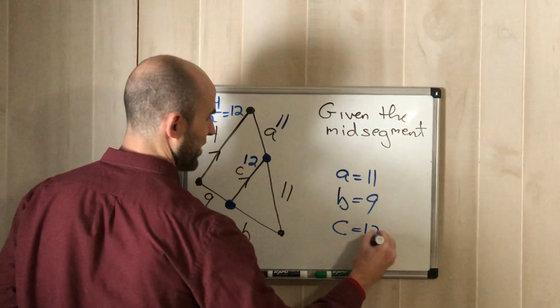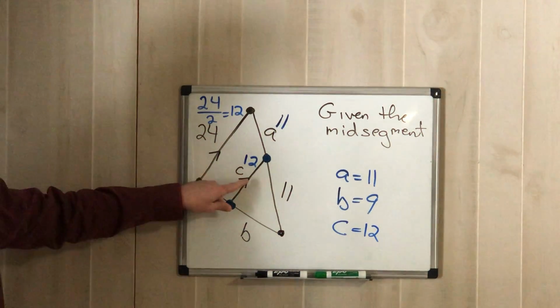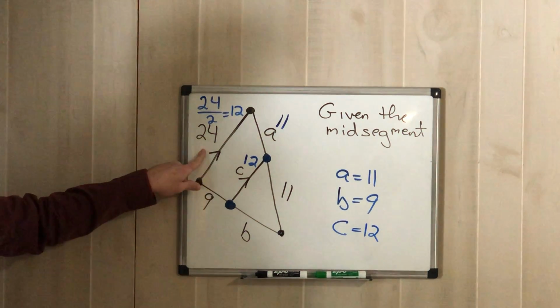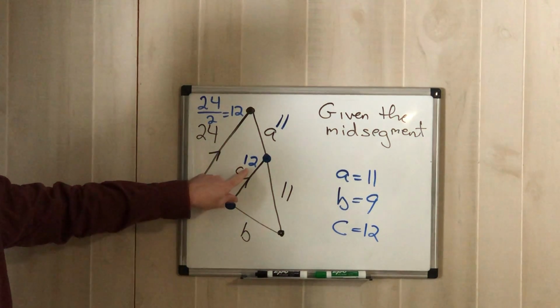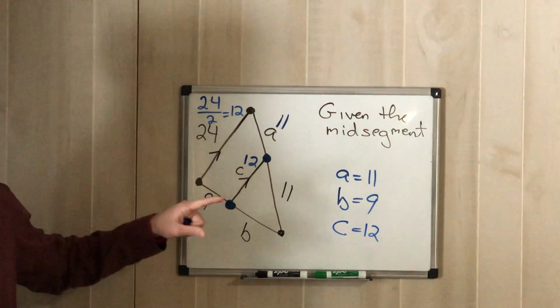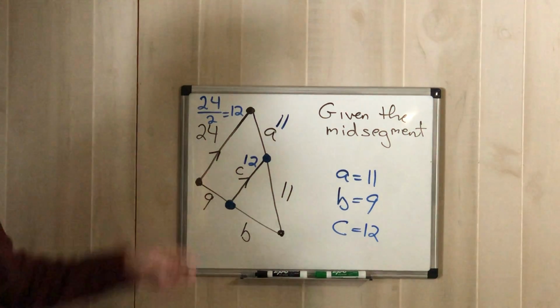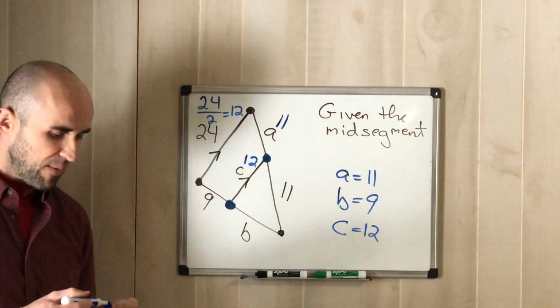You have to be careful with that, guys. Always remember, the midsegment is always half of the base, always. So if this is 24, that's 12, because 12 is half of 24. And you can check it, because 12 times 2 is 24. That's the idea of a midsegment, guys.